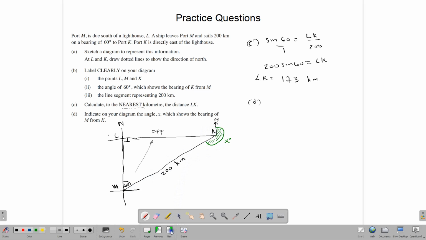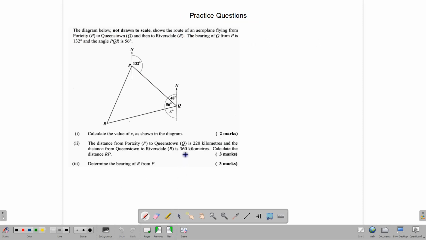All right, let's look at another question. Sometimes CXC will send a question that you need to draw. More often than not, though, they will give you a question that is already drawn that you need to manipulate and use your tools to find the answers for. Now, in this question, we have a diagram not drawn to scale of an airplane flying from Port City, which would be here, P, to Queenstown, which would be here, and then to Riversdale, which would be here. The bearing of Q from P is 132, that is shown, and the angle PQR, that is also shown, is equal to 56 degrees.